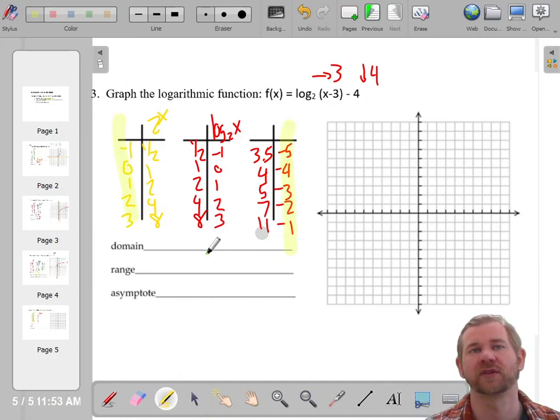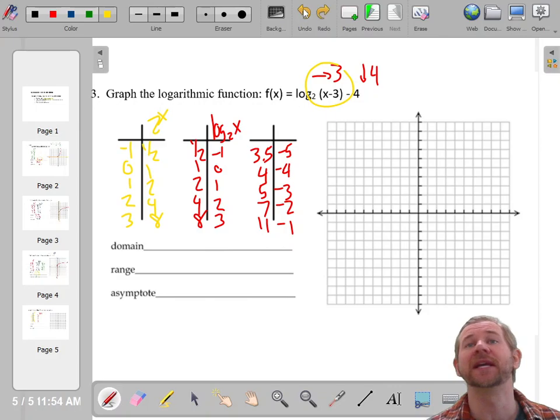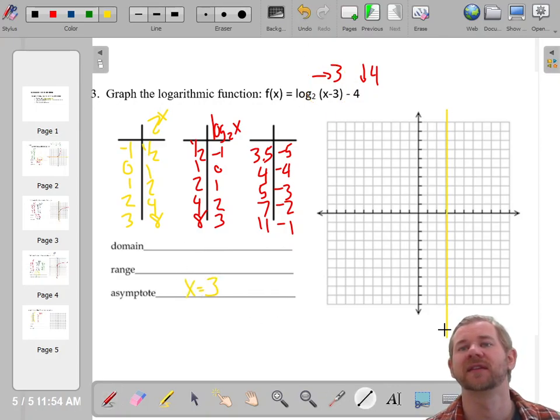So after all the translations, it gets flipped. Those end up over here. So it should be a nice pattern. Because this thing went right 3, I know my asymptote should be x equals 3. So when I draw it, I shouldn't have anything to the left of 3.